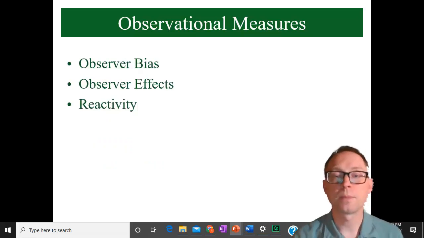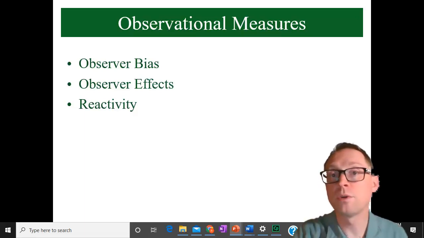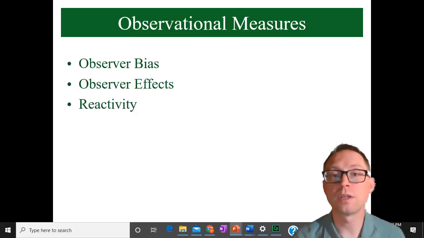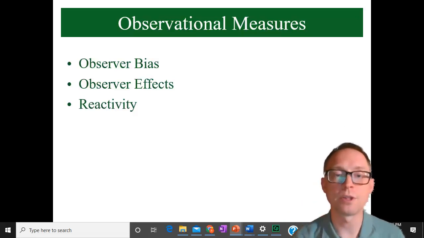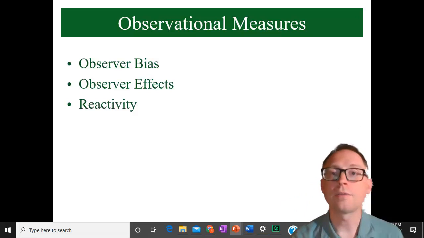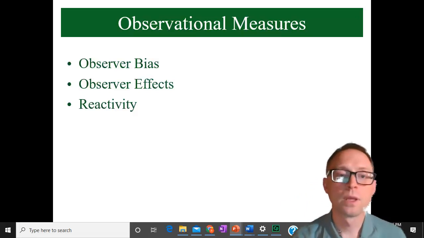Observer effects can also be eliminated by that masked design because if I expect that you are going to be more attractive in a specific condition, then you might actually reciprocate that and change your attractiveness because of my expectation. That would be an observer effect. If you actually change in your attractiveness based off of my expectation, that would be the observer effect. And if I'm masked to that, then we get rid of it.